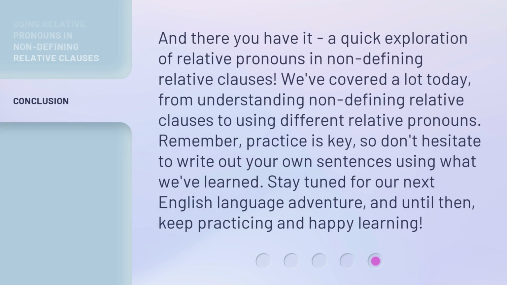And there you have it, a quick exploration of relative pronouns in non-defining relative clauses. We've covered a lot today, from understanding non-defining relative clauses to using different relative pronouns. Remember, practice is key, so don't hesitate to write out your own sentences using what we've learned.